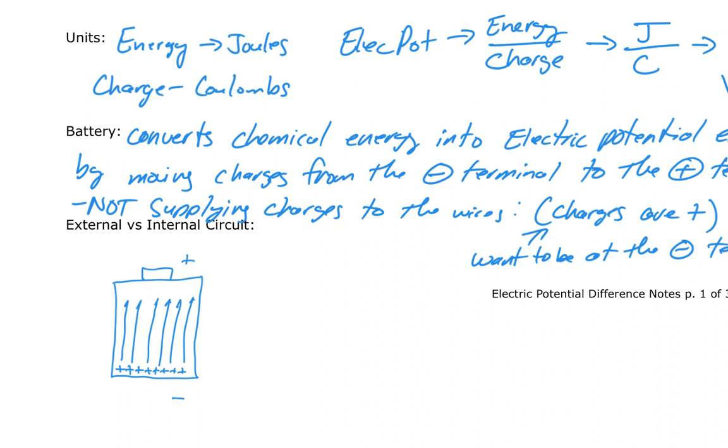Now, if we provide a path, the positive test charges can't move down inside the battery, because the battery prohibits that, due to the chemical energy. But if we provide a path from the positive side to the negative side, say through a wire, all those positive test charges would be happy to fall back down to the area of lower electric potential, or lower electric potential energy. So that's what we see in a circuit.